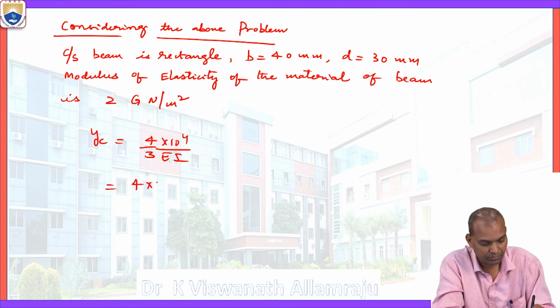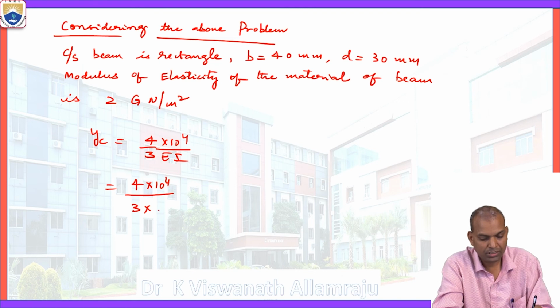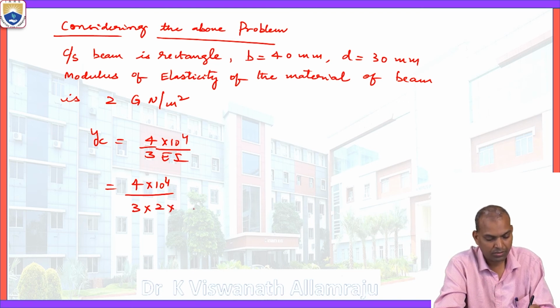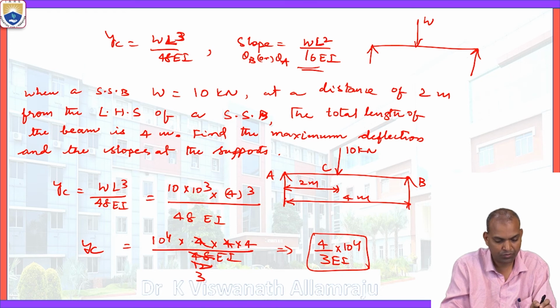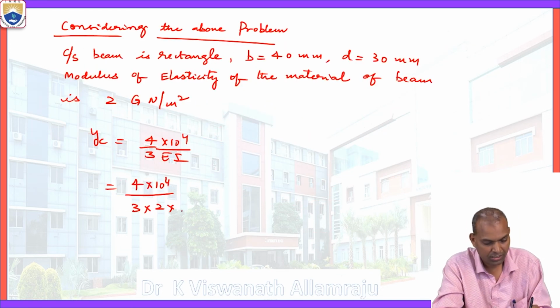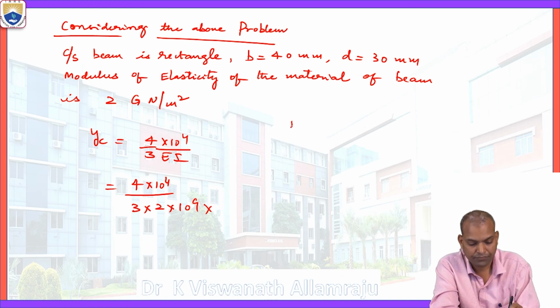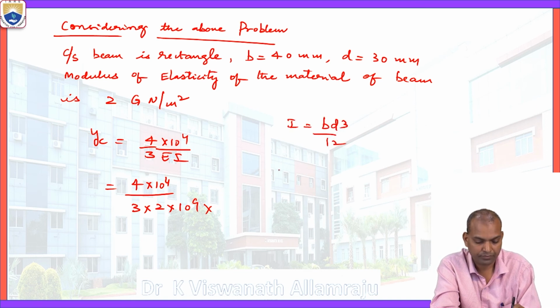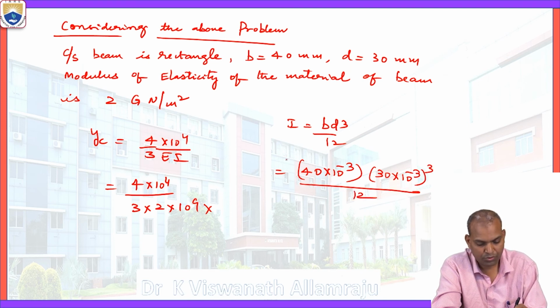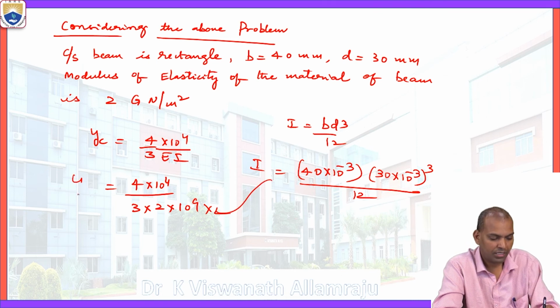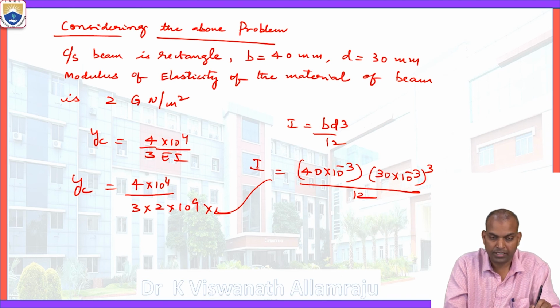Substitute here. What is the E value here? E value is 2 times 10 power 9, we considered 4 meters in terms of meters. I value: here the I is BD cube by 12. Convert it in millimeters, that is 40 into 10 power minus 3, and D is 30 into 10 power minus 3, whole cube by 12. Substitute this value of I here, and deflection at the center will be obtained.